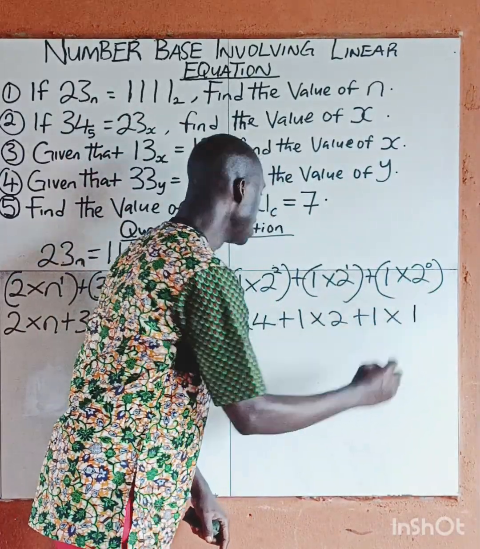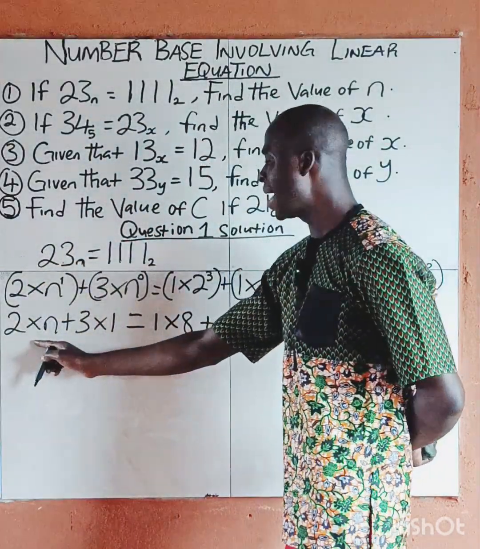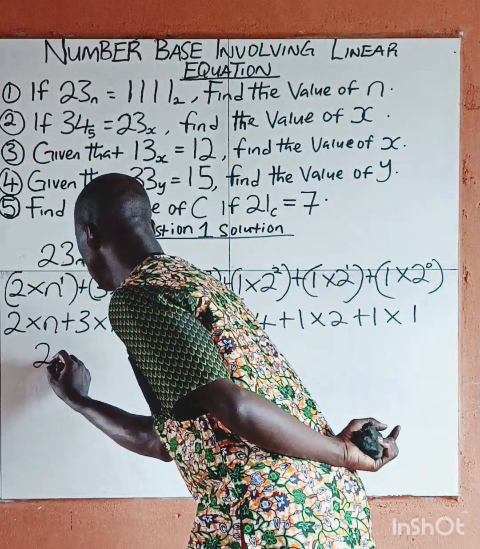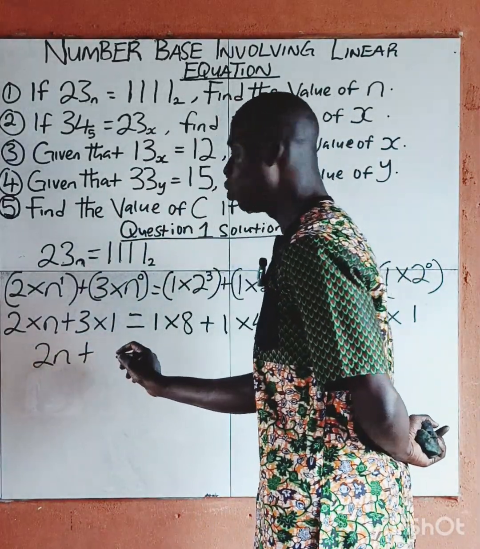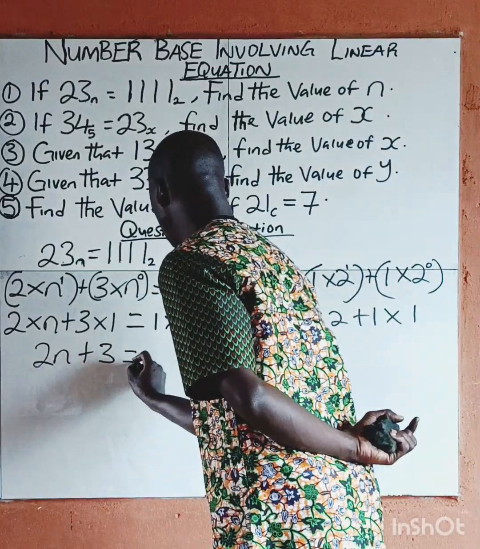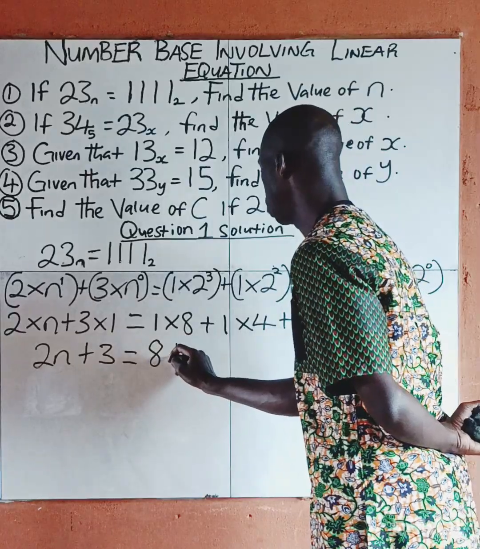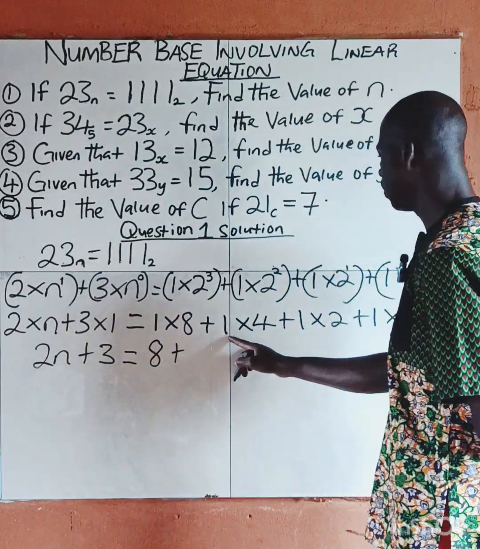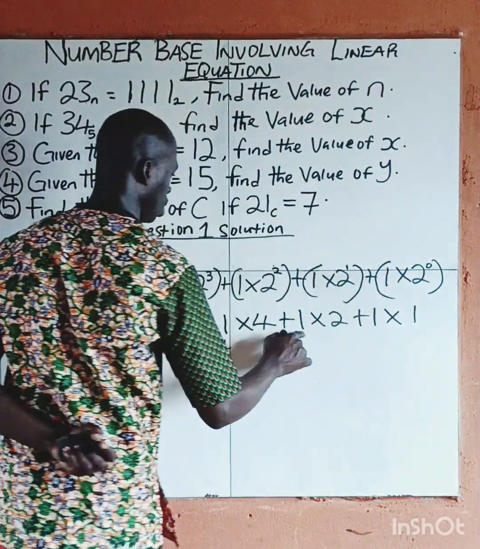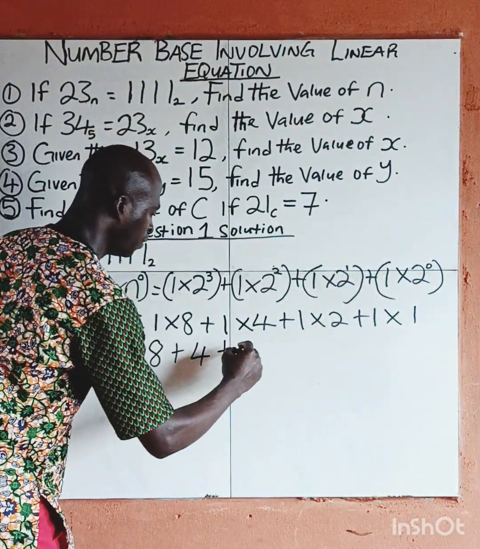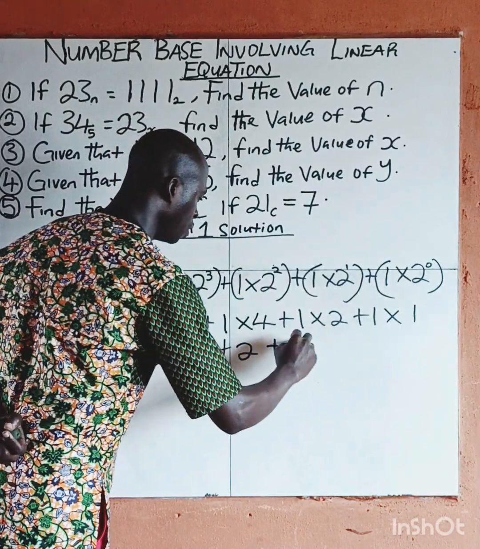So I'm going to place the 1 here. At the end of the day, I'm going to simplify further. It becomes 2 multiplied by n will give us 2n. You can see the way I'm clearly doing it. Plus 3 multiplied by 1 will give us 3, equal to 1 multiplied by 8 will give us 8, plus 1 multiplied by 4 will give us 4, plus 1 multiplied by 2 will give us 2, plus 1 multiplied by 1 will give us 1.